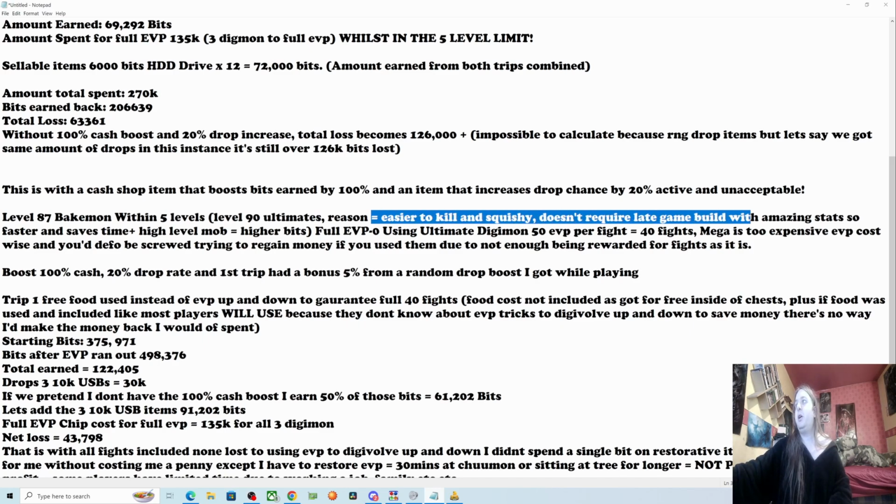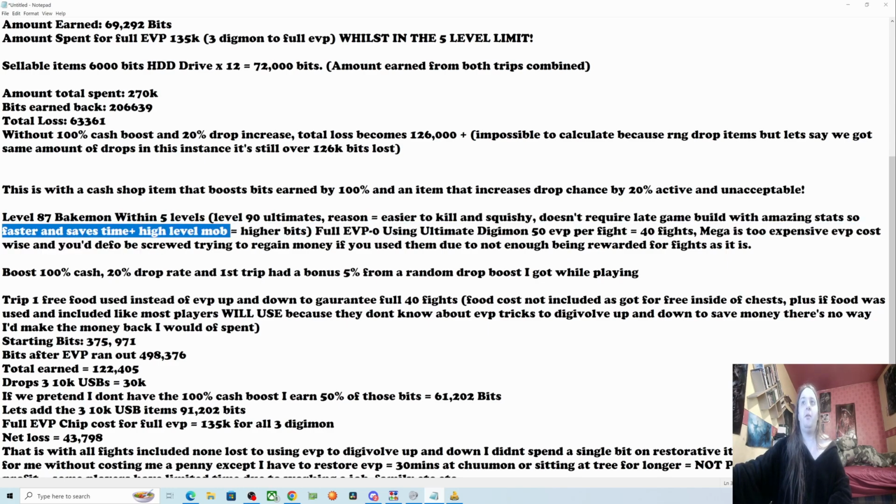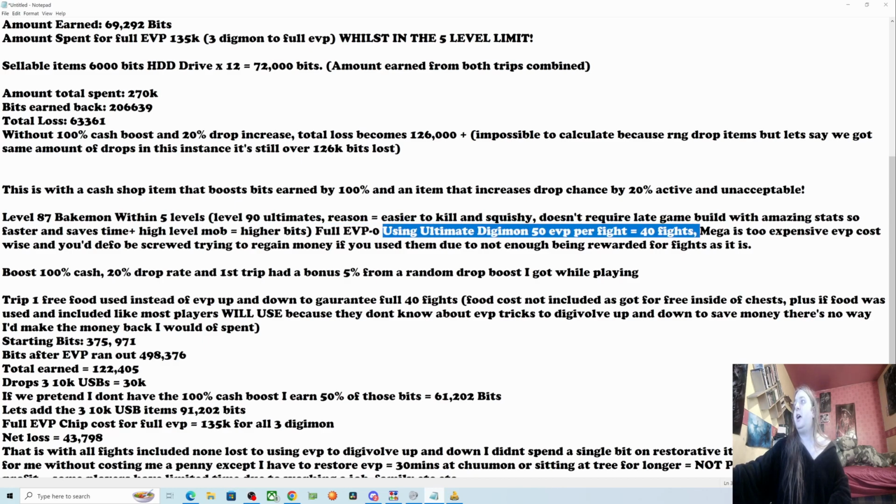Doesn't require a late game build with amazing stats, so faster and saves time. Plus it's a high level mob, which means higher level bits. It's pretty much near a max level mob, which is 90. Full EVP to 0 using Ultimate Digimon, 50 EVP for a fight, equals 40 fights.